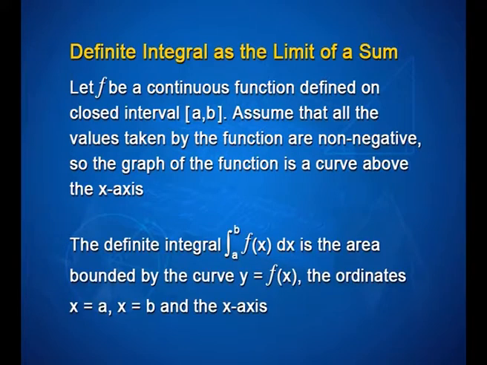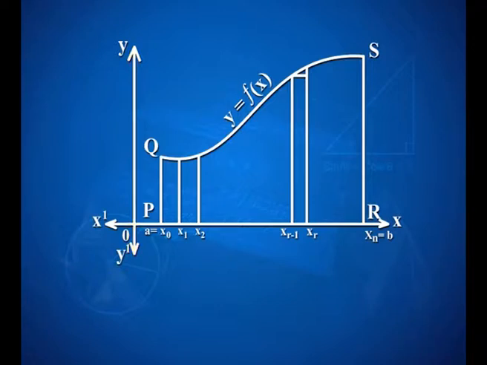The definite integral from a to b of f of x dx is the area bounded by the curve y equal to f of x, the ordinates x equal to a, x equal to b and the x axis. Here look at the graph, this is the y axis and this is the x axis with the curve. We have to study the area of the region PRSQP.